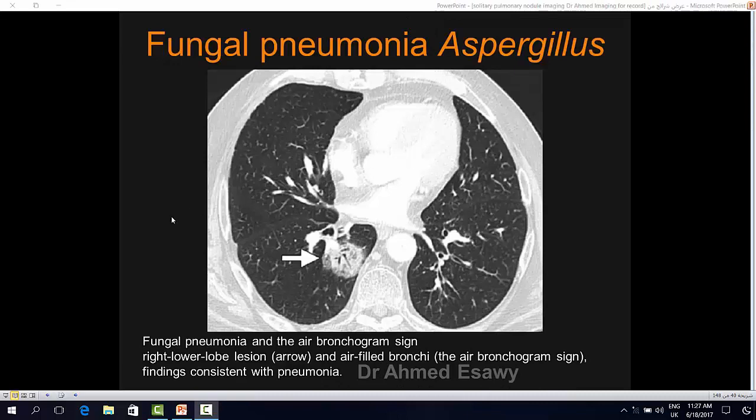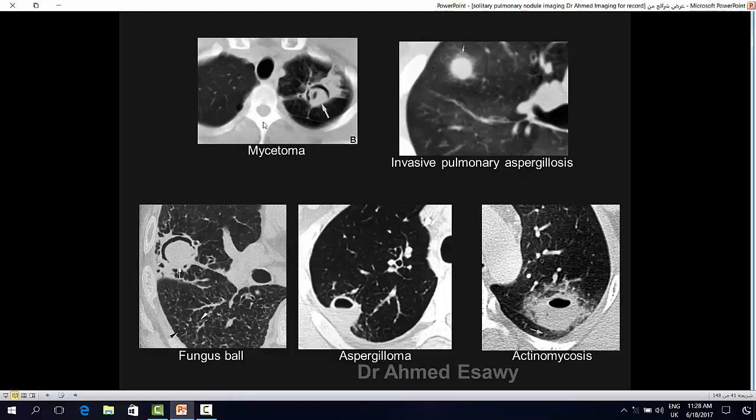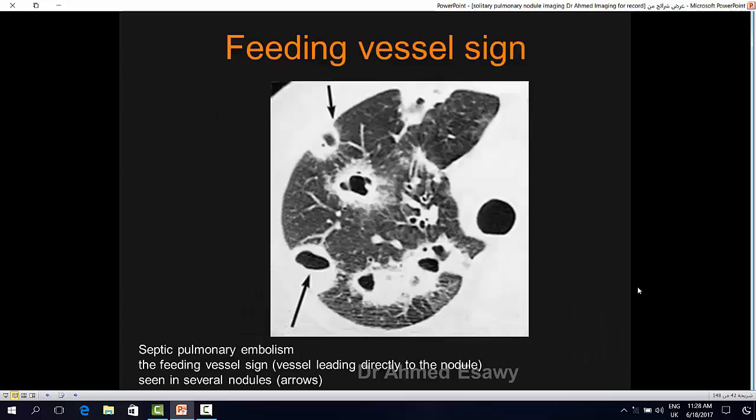Fungal pneumonia, aspergillus: fungal pneumonia with the air bronchogram sign, right lower lobe lesions, air-filled bronchi, consistent with pneumonia. This is a presentation of an infective solitary pulmonary nodule: mycetoma, invasive pulmonary aspergillosis, fungus ball, aspergilloma, actinomycosis. This is a variety of infective fungal solitary pulmonary nodule.